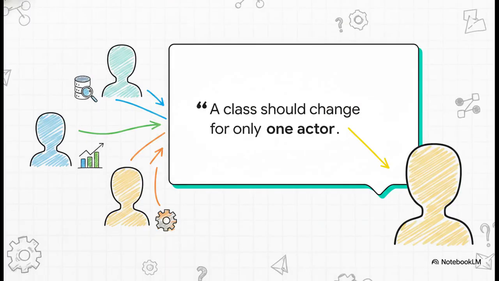And here's another way to put it that just makes it click. An actor here is basically a group of people who want a change. It could be a user, a stakeholder, or a team. So if your class is being changed because the database team needs something and because the analytics team needs something else, it's serving 2 different actors. And that's your giant red flag that it's violating the principle.